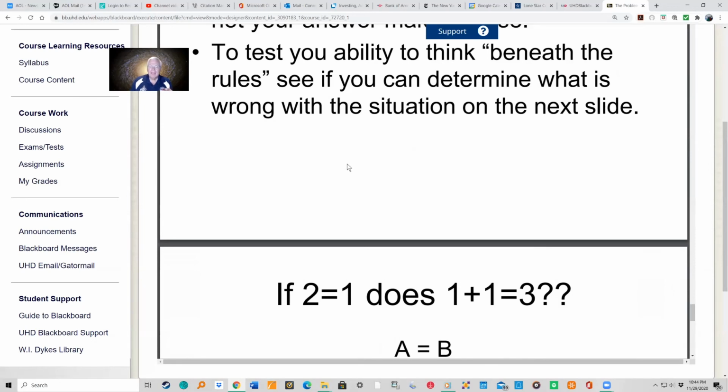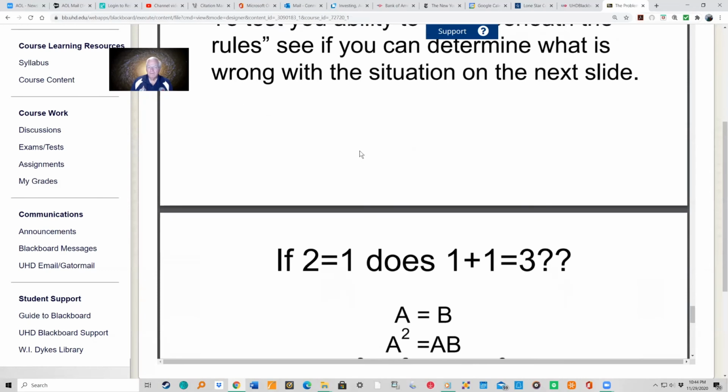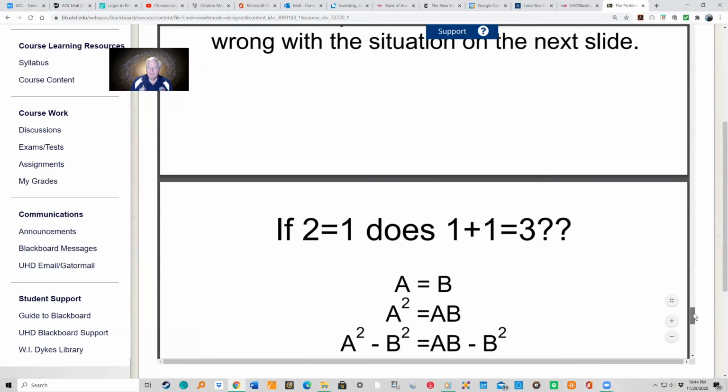We're going to set A equal to B. In algebra, we can do that all the time. We can set variables to whatever we want. So if A is equal to B, then A squared, which is the same as A times A, would be equal to A times B. Then we're going to subtract B squared from both sides. So A squared minus B squared is going to equal AB minus B squared.